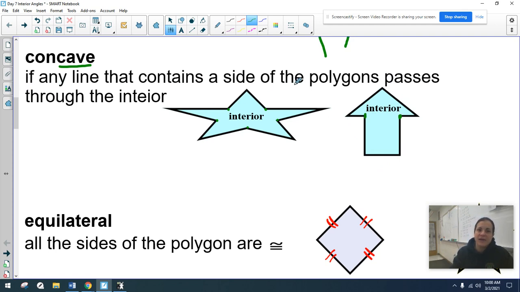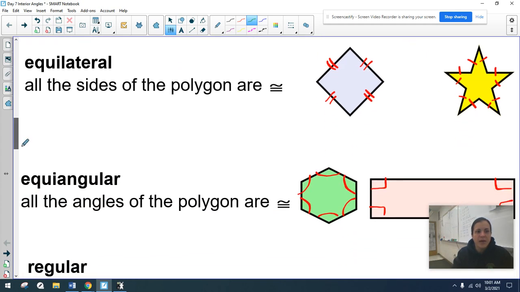Now, what they're talking about here is any line that contains a side that passes through the interior. In other words, if I were to draw this side of the star, it goes through the inside of the picture. Same thing over here. If I do this side, it's not going to. But if I do this side, it's going to go inside, in the interior of the picture. So that's what the formal definition means. That doesn't really make sense unless you get the example with it. But just think of it as if you've got an angle that's pointing inwards, it's caving in. So that's concave.